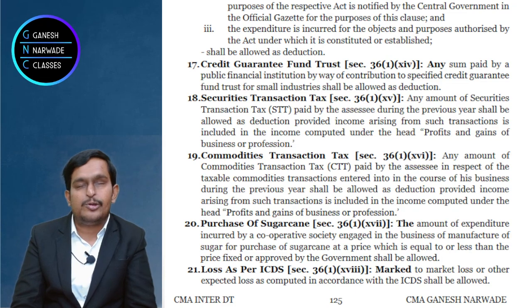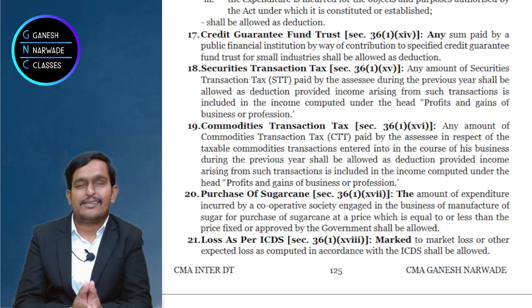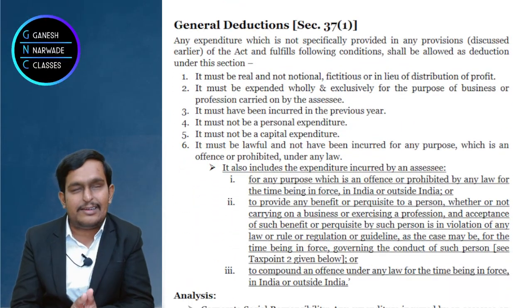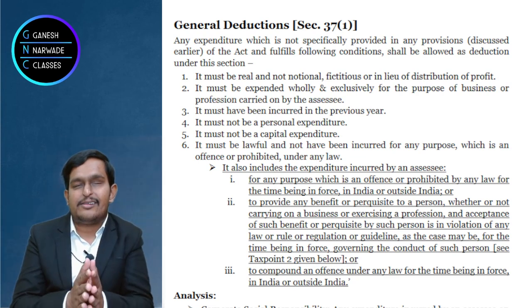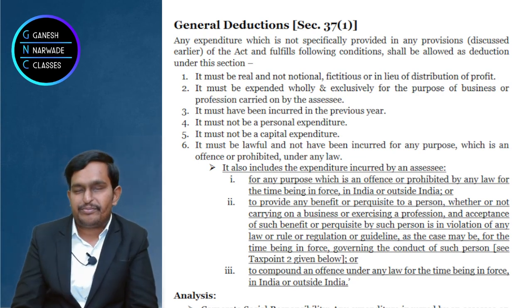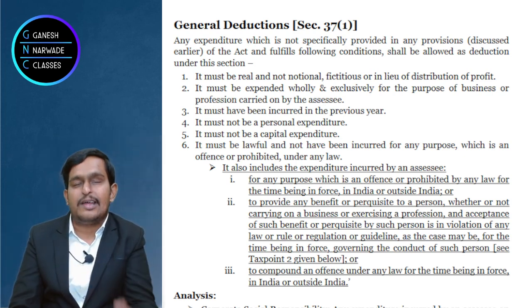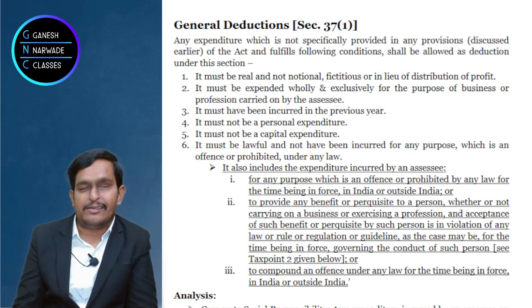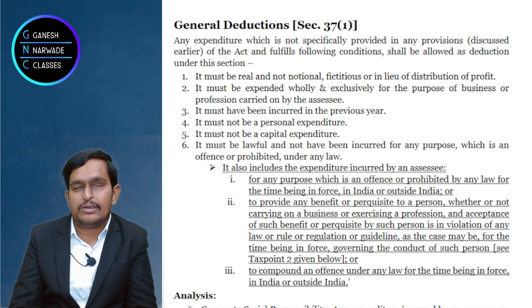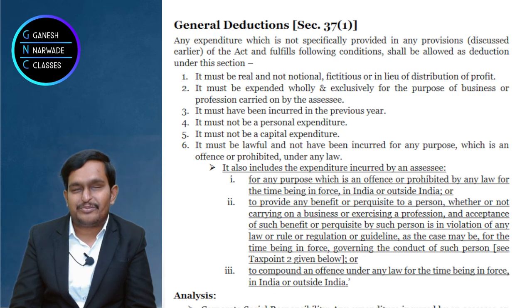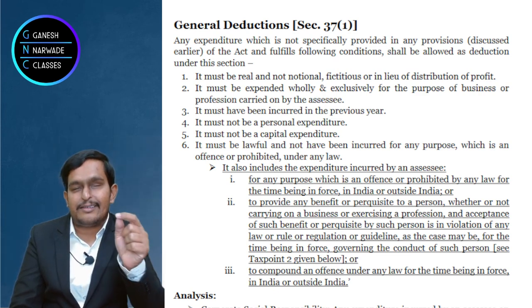Hope everything is clear to you. Now come to section 37, general deductions. We discussed till now deductions under sections 30 to 36, correct? In all these sections we got a specific item that this is allowed as deduction. But what about all other items, like salary to employees, audit fees to your chartered accountant, printing and stationery expenditure, legal expenses you pay to a lawyer? Where will you claim these deductions? These deductions are claimed under section 37.